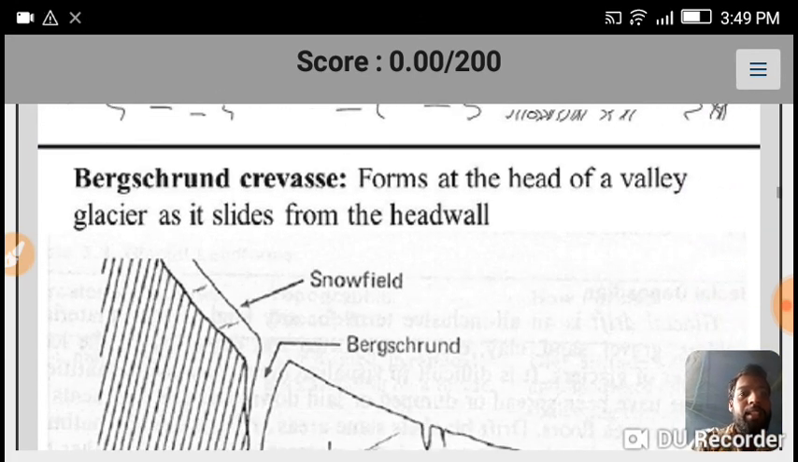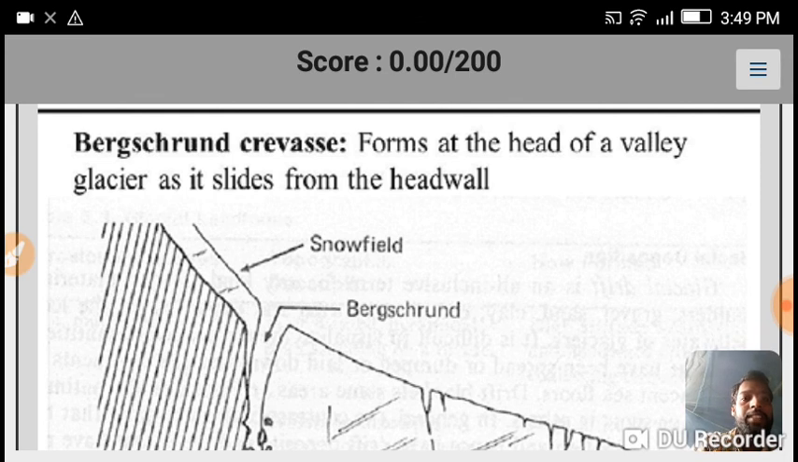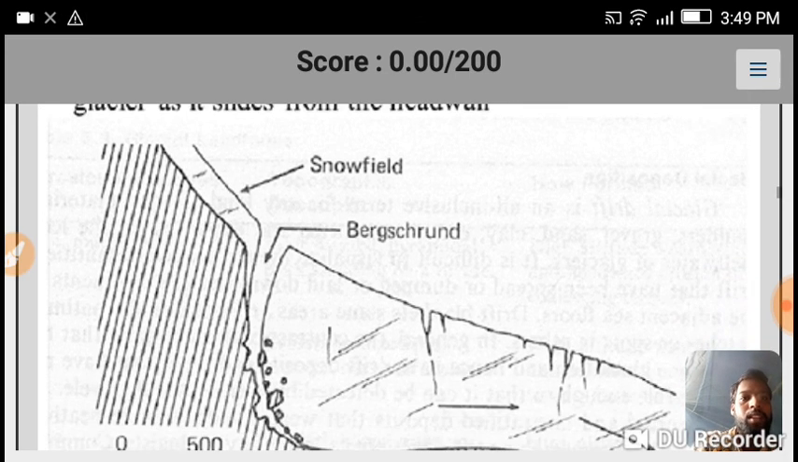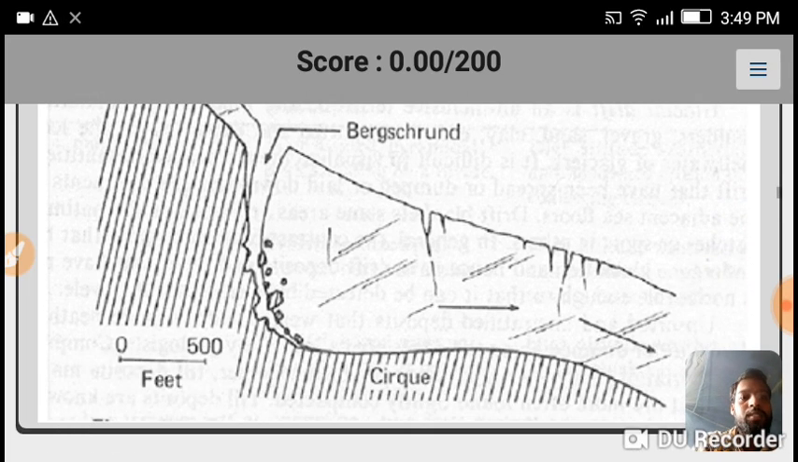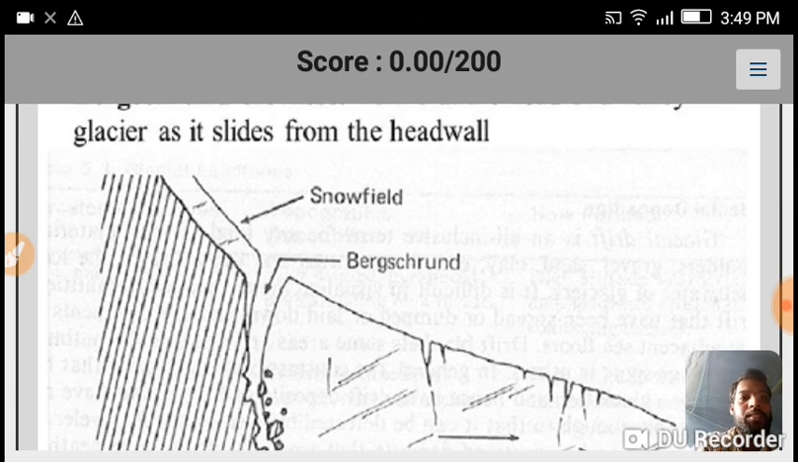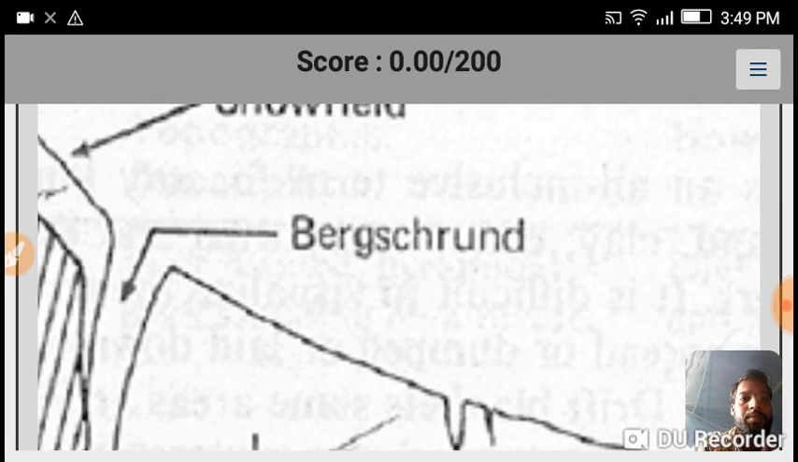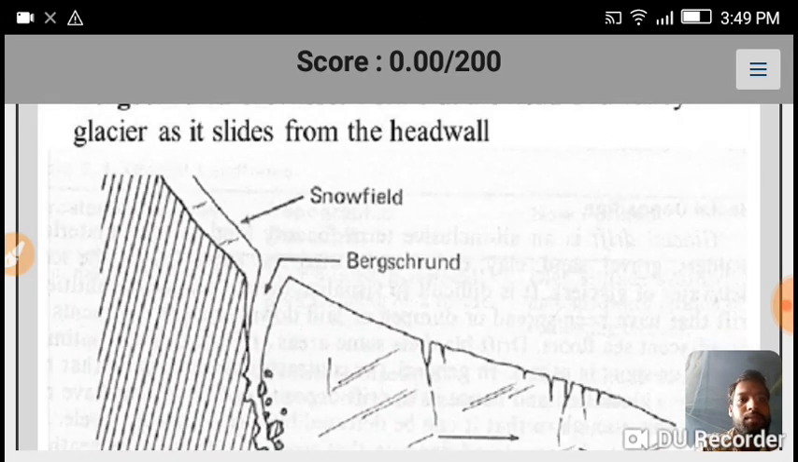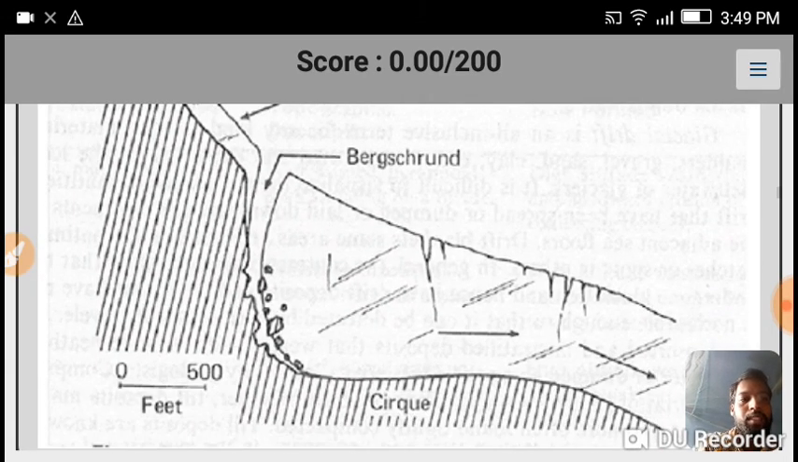Bergschrund crevasse. Bergschrund forms at the heads of the upper valley glacier as it slides from the headwall. So snowfield, bergschrund, and cirque here. It is bergschrund and snowfield. Okay. So thank you.